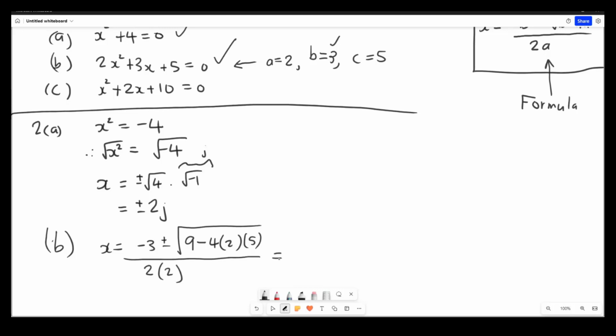Right. So ultimately, this is minus 3 plus or minus the square root of b squared, which is 9, minus 4ac. 4 times 2 is 8, times 5 is 40. So it's 9 minus 40, it's minus 31, over 4.